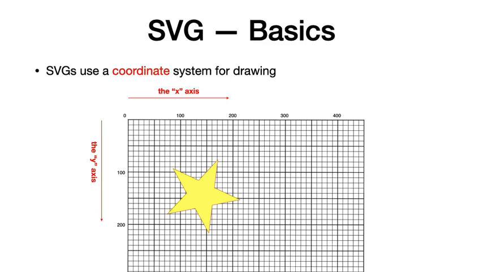So if we want to pick any particular point, say the corner of this star here, we might notice that it's at basically the point which is about 211 on the x-axis and 152 on the y-axis. So we would describe this point here as being 215, 152.